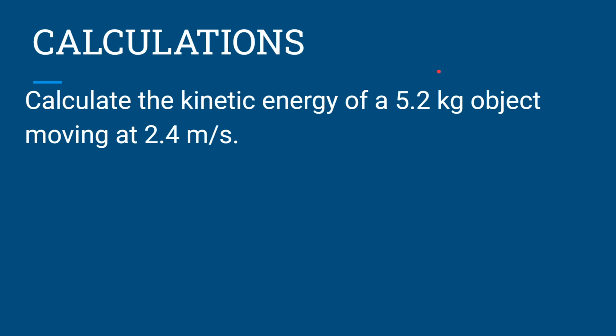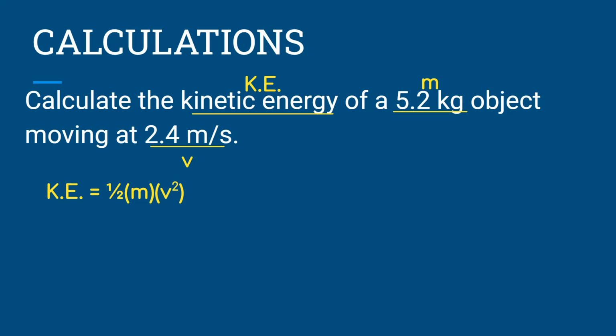It says calculate the kinetic energy of a 5.2 kilogram object moving at 2.4 meters per second. Again, we're looking for KE. We have a mass and we have a velocity. If you want to label these out like we normally do in the GUESS method, you can. I just labeled them in the question itself. But here's my equation. Kinetic energy is 1/2 mv squared.